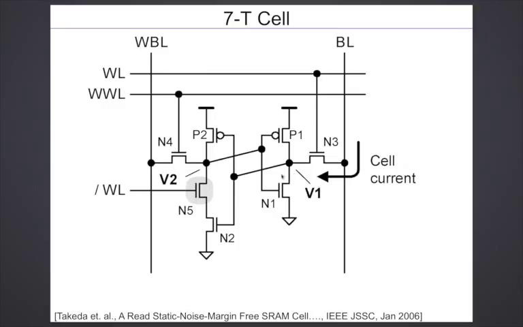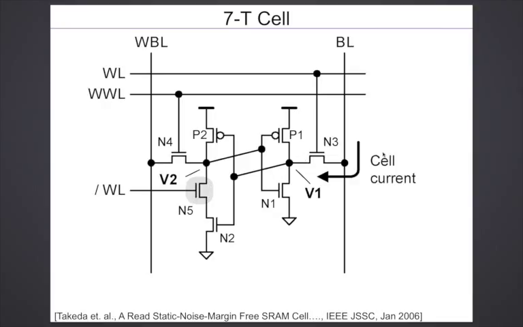So the question is, why is there an asymmetry? Why is this not here? That is because the read is only happening through one side. During a read, only WL is turned on. WWL is not turned on. So you only read from here. If the content of the cell is 0, then the bit line is discharged. If the content of the cell is 1, the bit line remains where it is.